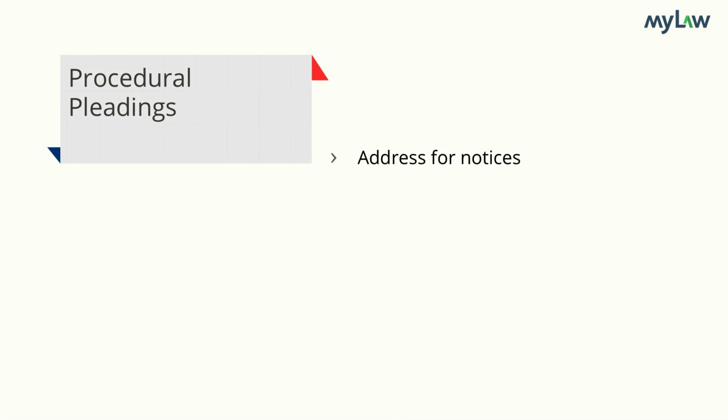Finally, let us turn our attention to the last part of the body of the appeal, that is, the procedural pleadings. The position of the procedural pleadings in the appeal are set out in the reading materials of this unit. Remember that these pleadings include pleadings regarding address for notices, jurisdiction, limitation, and court fees. With this, we complete our study of the body of the appeal. Let us now learn about the prayer column.